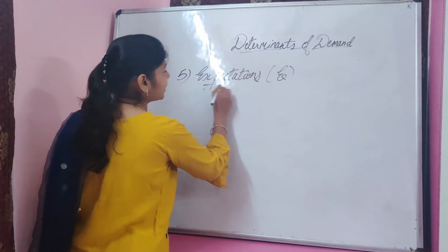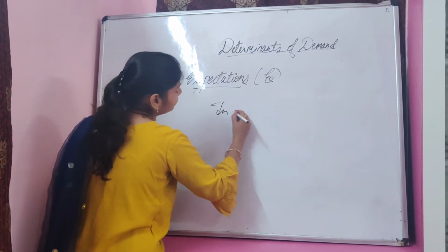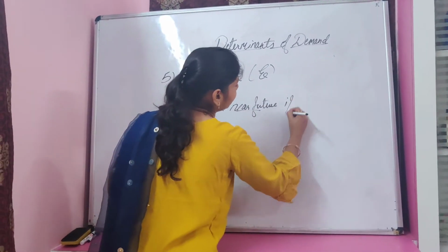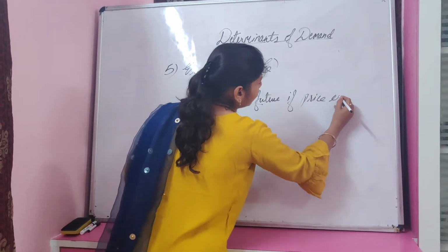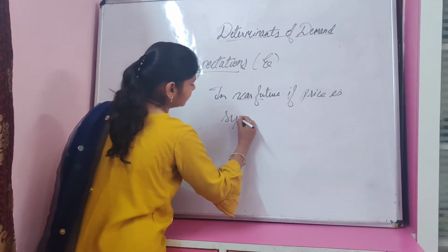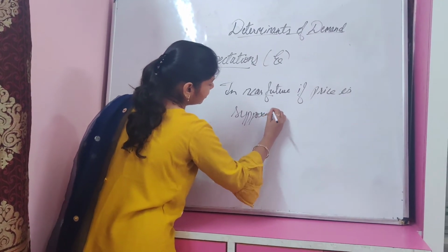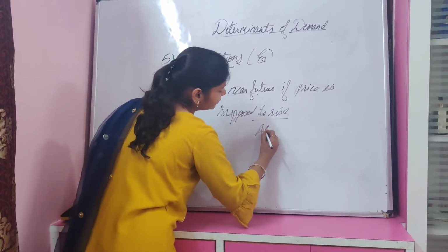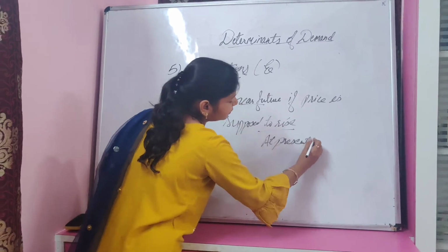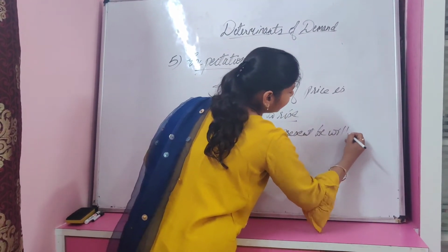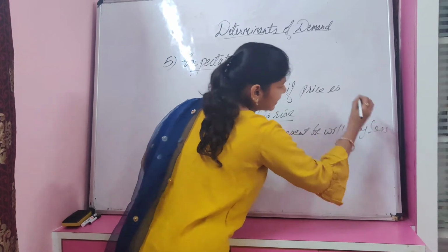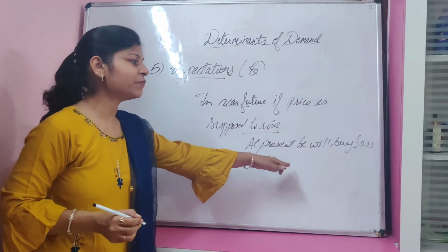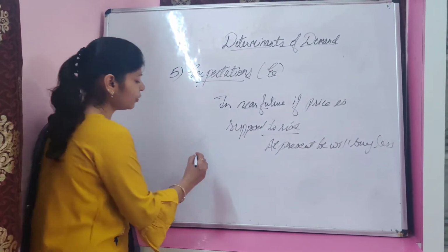So in the case of expectations, if in the near future price is supposed to rise, then at present we will buy less. And just the opposite, if in future price is supposed to fall, then at present we will buy more.